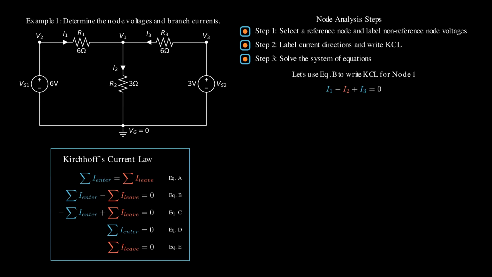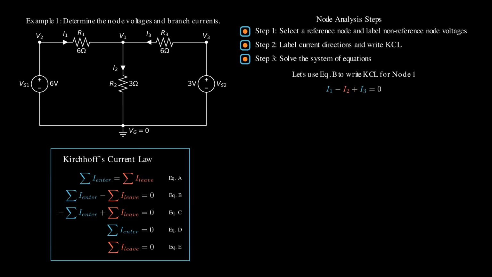We will have I1 minus I2 plus I3 equals 0. Note that there is a negative sign in front of I2 because it is leaving the node. There are positive signs in front of I1 and I3 because I1 and I3 enter the node.